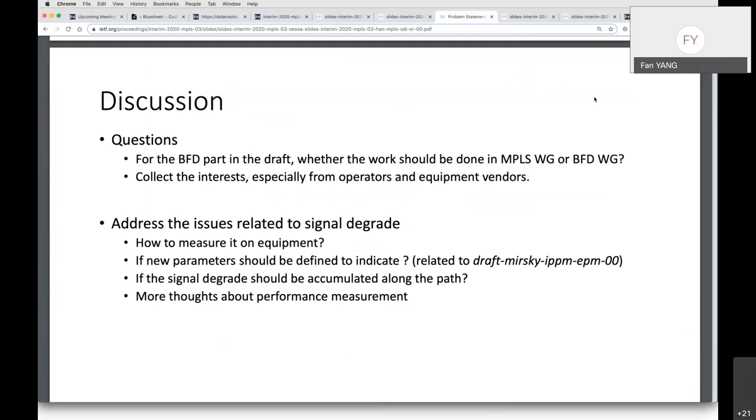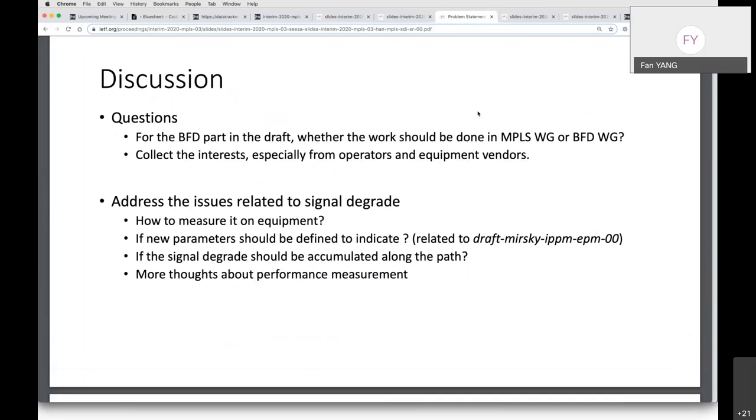And there are also some minor issues related to the signal degrade that came out from others in the offline discussion, for example, how to measure this signal degrade, and whether any new parameters should be defined here, because I see there is maybe a related topic in another draft. I haven't talked to the authors there, but maybe that could be a new discussion. There are also other thoughts about using the indication of the signal degrade in performance measurement. Yeah, but these are minor discussions besides the proposals in the draft.